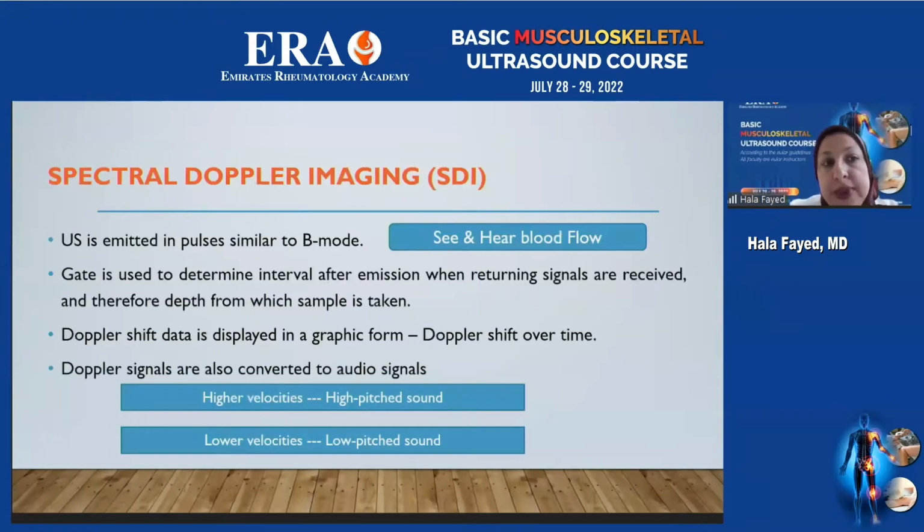The third type is the spectral Doppler imaging. With this type of Doppler, we can see and hear the blood flow. Ultrasound is emitted in pulses, and a gate is used to determine the interval after emission when returning signals are received, and therefore the depth from which the sample is taken. And Doppler shift data is displayed here in graphic form. And not only, as we said, do we see the graph and the velocity, and can examine the waveform, but also we can hear the blood flow.